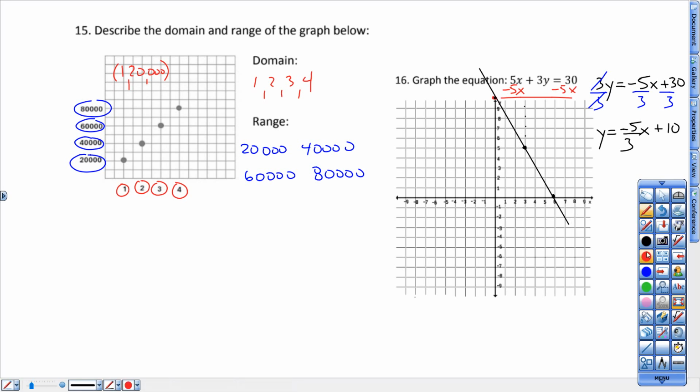And again, this right here is the x-axis, where y is always 0, and then the y-intercept is where x is always 0. Know that. For the y-intercept, x is always 0. For the x-intercept, y is always 0. All right, moving on.